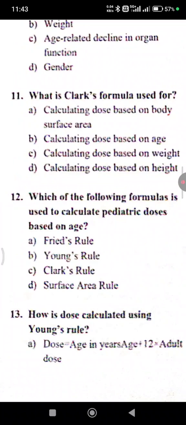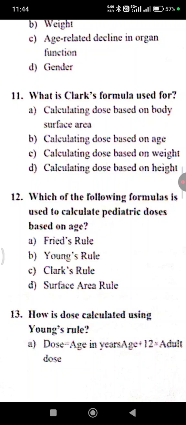Let's go to question number 12. Which of the following formulas is used to calculate pediatric doses based on age? The right answer is option number B, Young's rule, for pediatric patients.